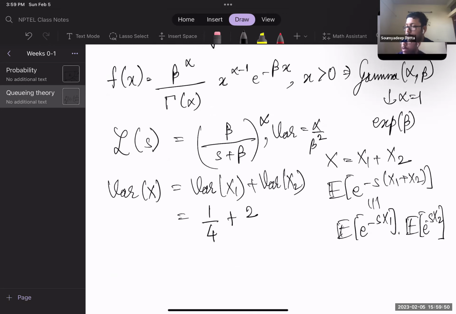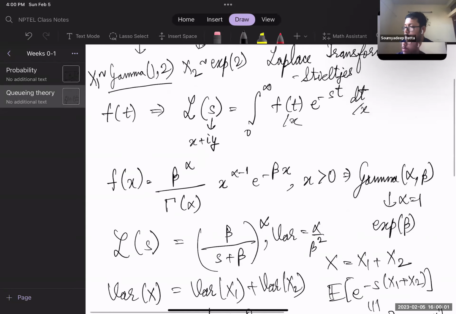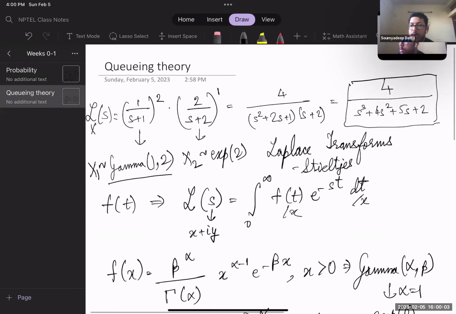I might not be correct. I might have made some calculation error. But yeah. So is this kind of clear? Like this Laplace transform math?